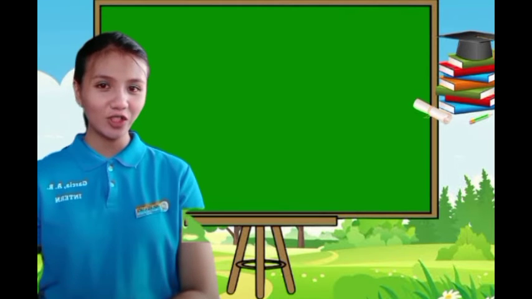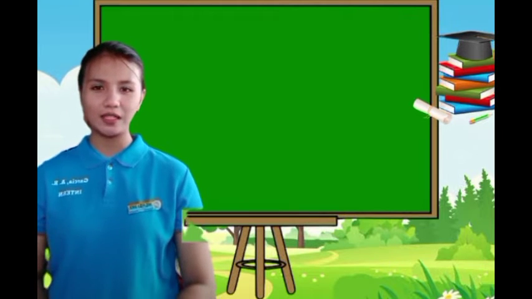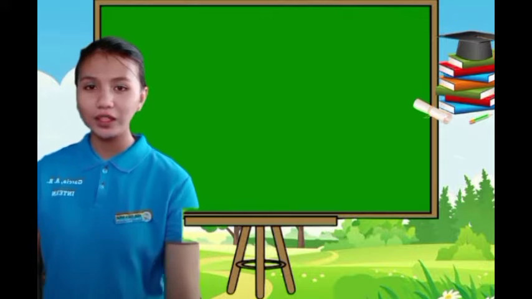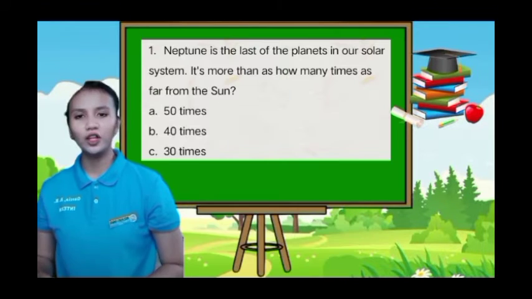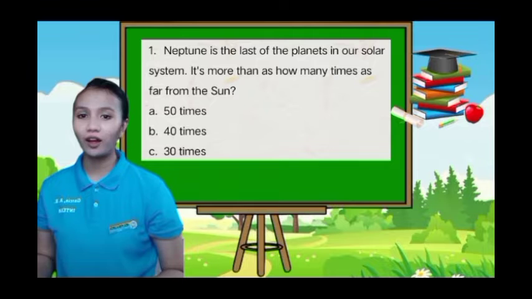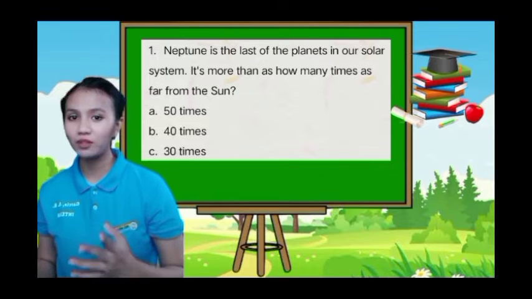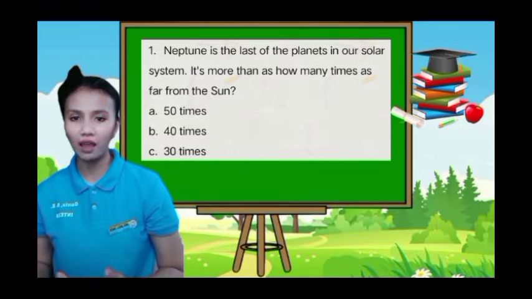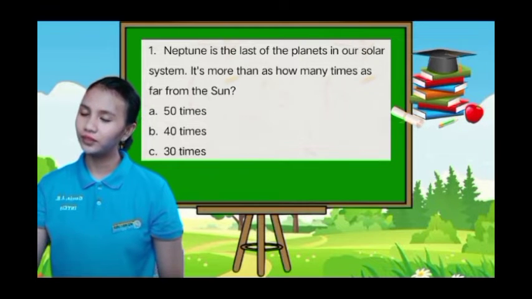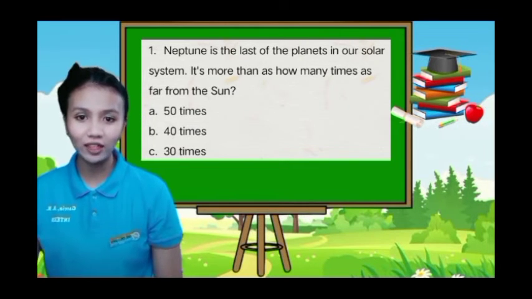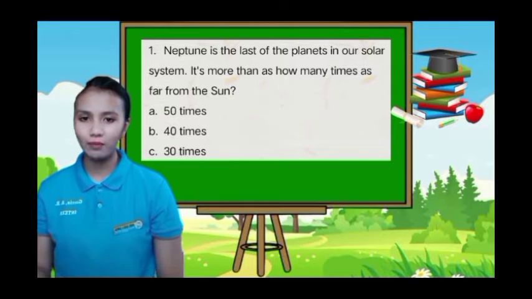Before we end our session, let's have a short quiz. Prepare your activity notebook and answer the following questions. Time's up. Are you done answering? So let's answer number 1. Neptune is the last of the planets in our solar system. It is more than how many times as far from the Sun? Yes, Gideon? Very good. It is letter C, 30 times.